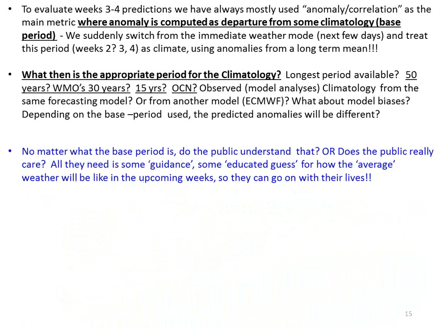No matter what period we use, does the public understand that? Does the public really care? All they need is some guidance or some educated guess for how the average weather will be like in the upcoming weeks as they go on in their lives. For the next few days, they know what the temperature is; we are getting it from the weather forecast. But for week 3, 4, they need to know: right now it's cold, is it going to continue to be cold like that?